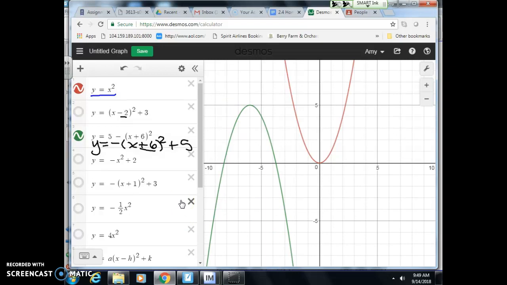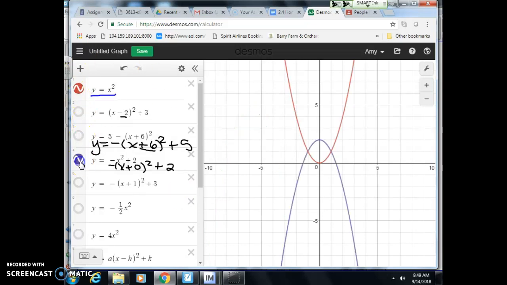This one now, this is in standard form. My vertex is at x plus 0 squared plus 2. So it is flipped so it opens down. My vertex is going to be at 0, 2. So it's going to shift up 2, left, right, none. So if I turn this one off and go with that, there we go with that one.